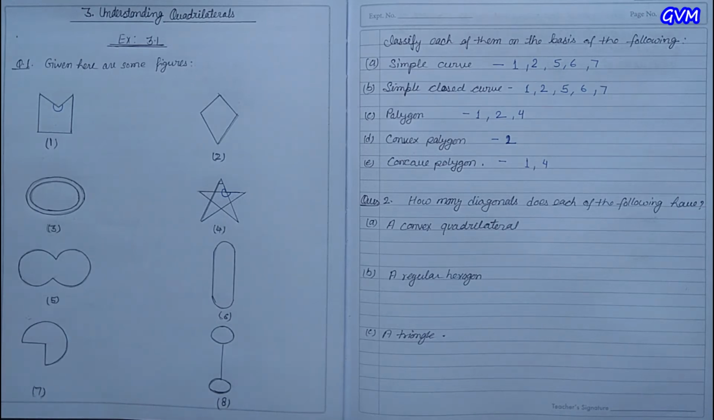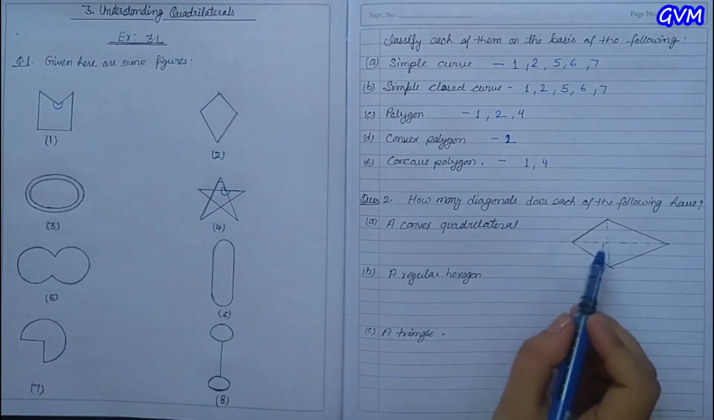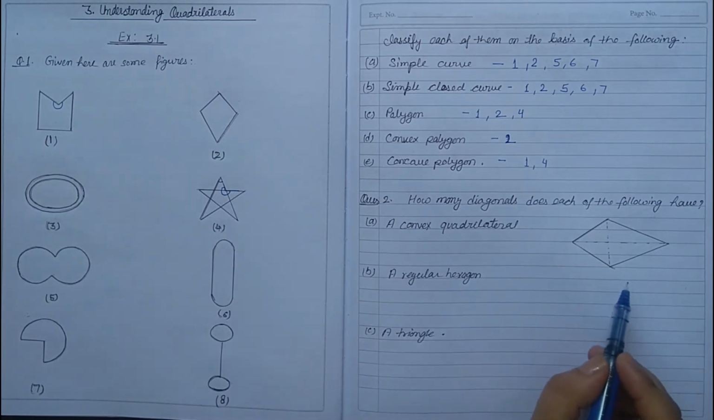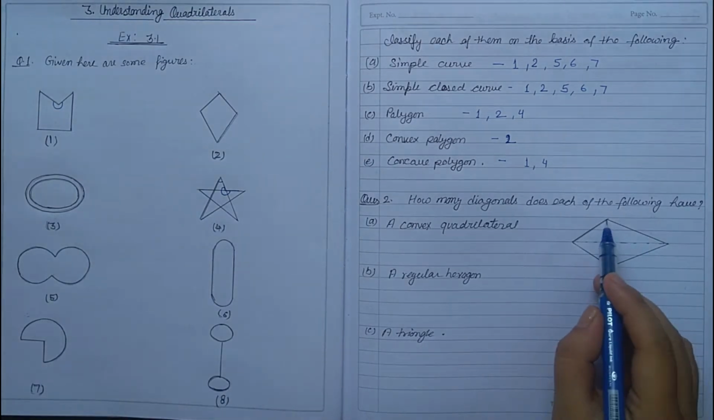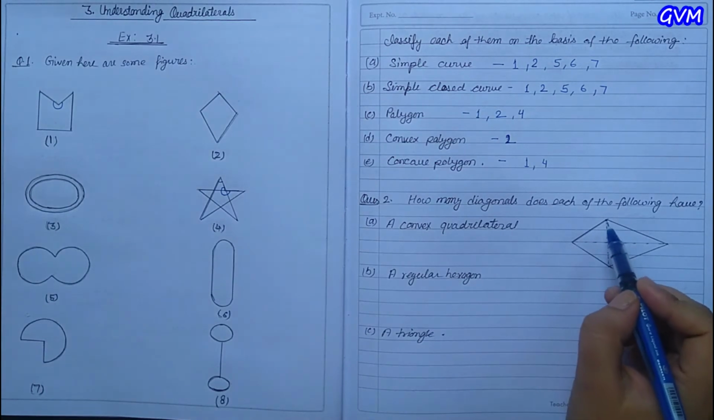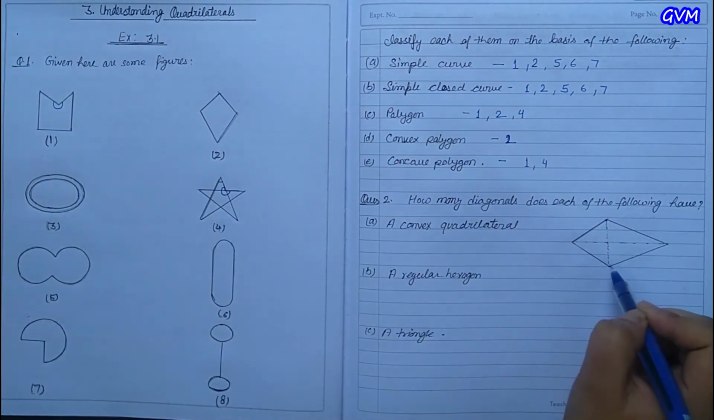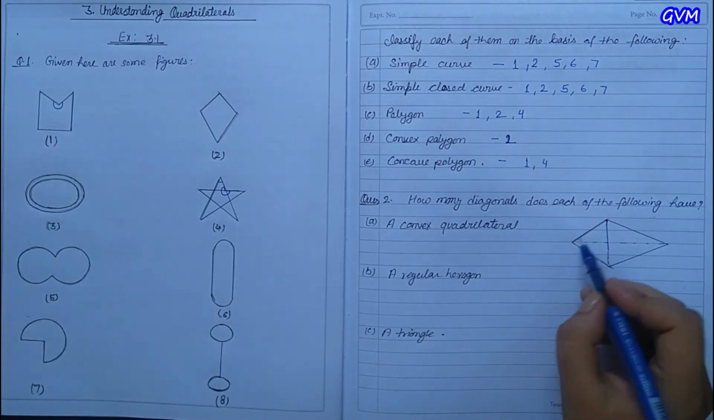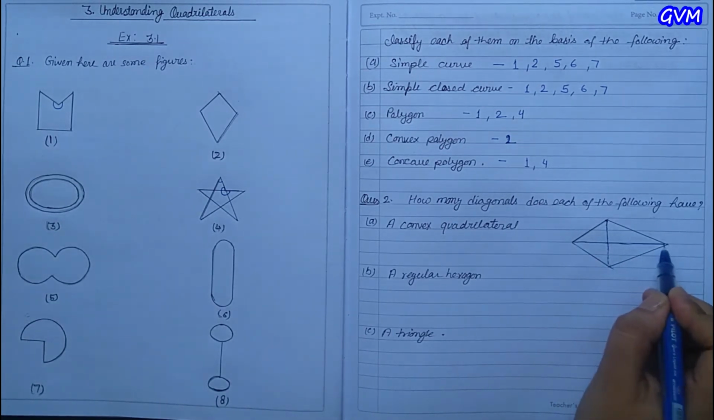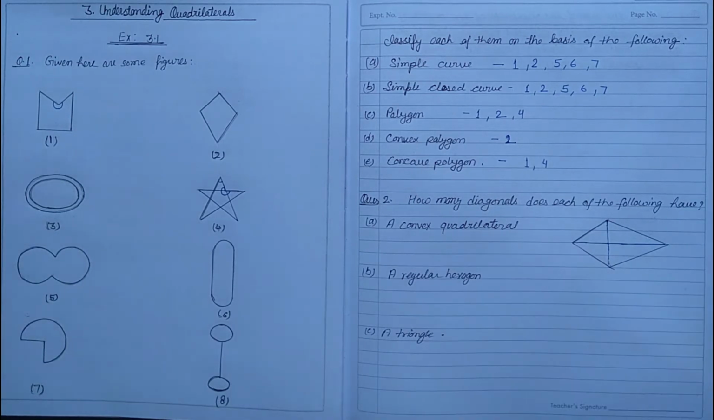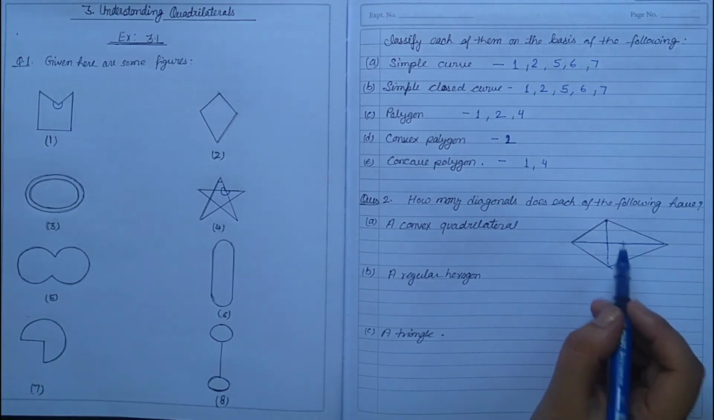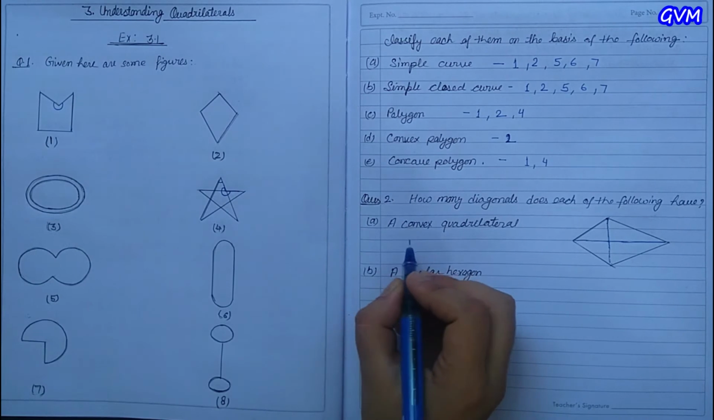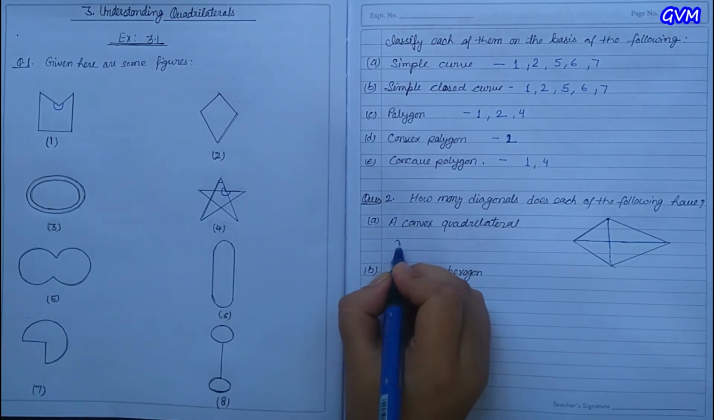So let's see. This is a convex quadrilateral and we can see that when we join these two opposite angles, this line is drawn. So this is a diagonal and this is also a diagonal. Okay, and we can see that there is no more diagonal than these two. So a convex quadrilateral has two diagonals.